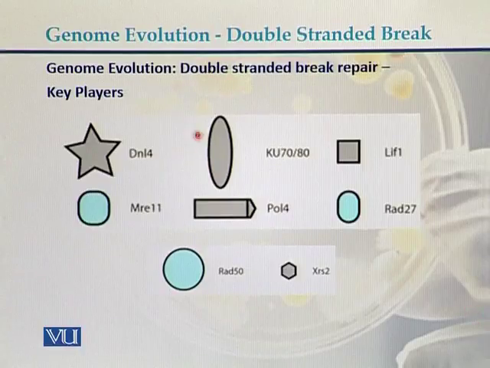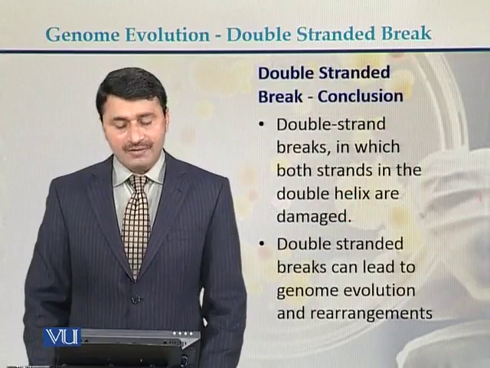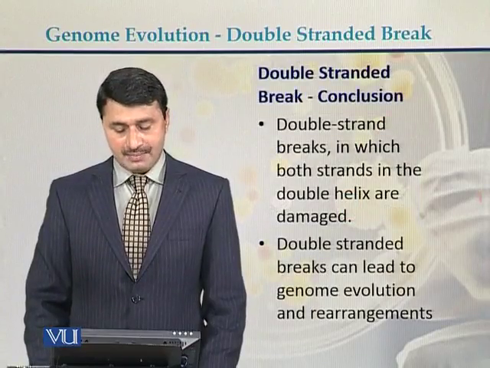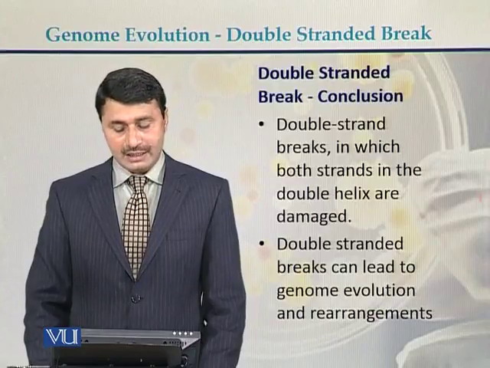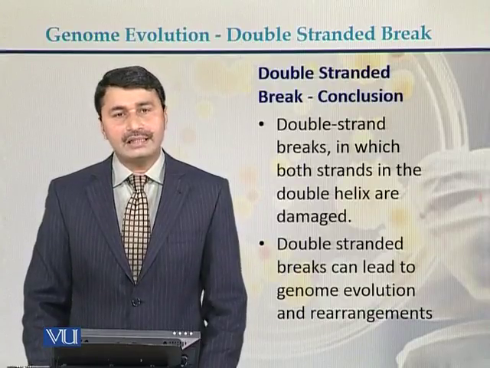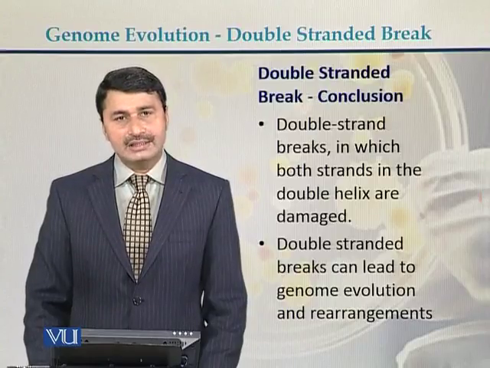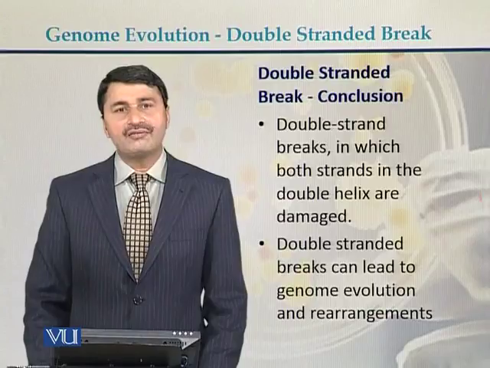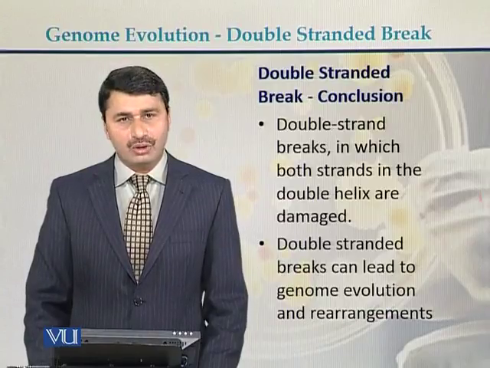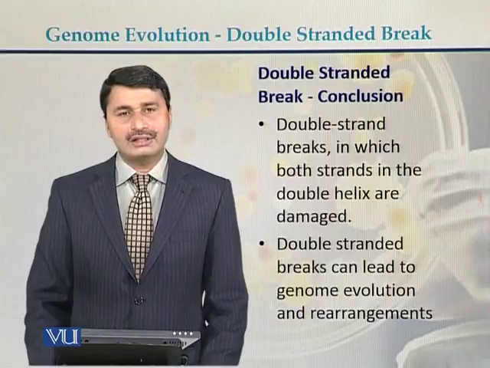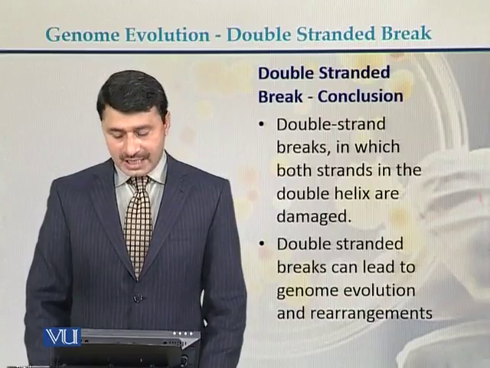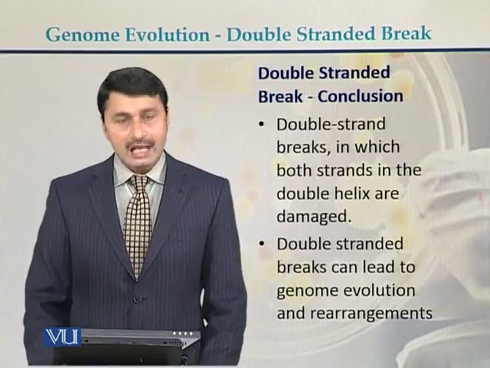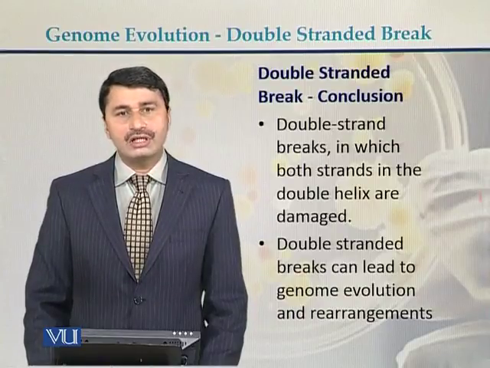These are the key players which perform different functions to repair the double-stranded break in the DNA. So if we conclude, what is a double-stranded break? A double-stranded break is a break in both strands of the double helix. As DNA is a double helix, there are two strands of DNA. If both strands of the DNA are broken, such a break is called a double-stranded break. So double-stranded breaks can lead to genome evolution, and they also lead to chromosomal rearrangements.